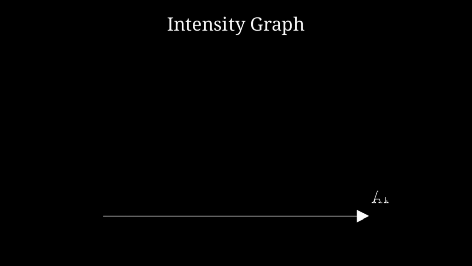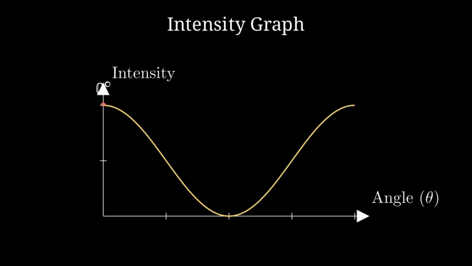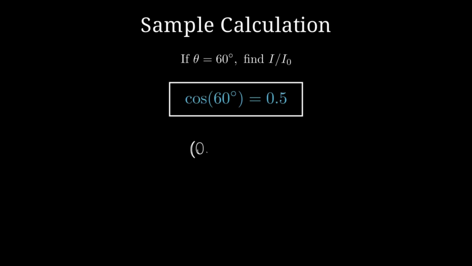If we plot the intensity against the angle, we see a smooth curve. Notice how the intensity drops to half at 45 degrees and hits 0 at 90. Let's solve a problem. If the analyzer is rotated to 60 degrees, the cosine is 0.5. Squaring that gives us 0.25, meaning only 25% of the light gets through.